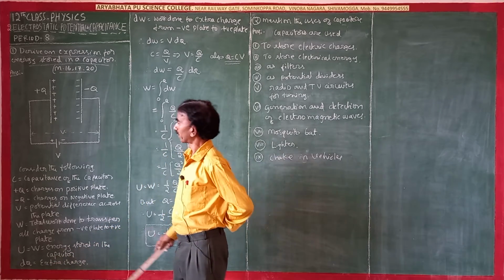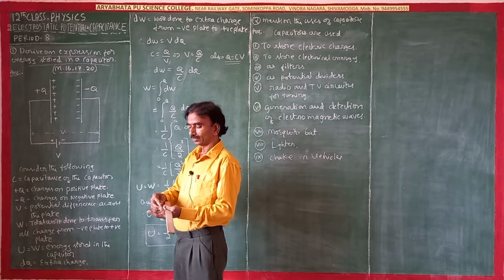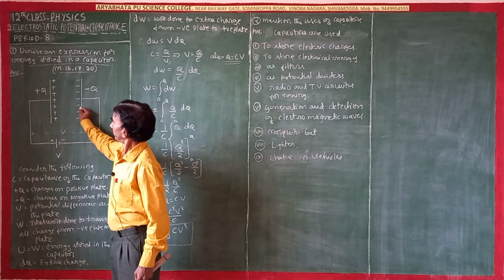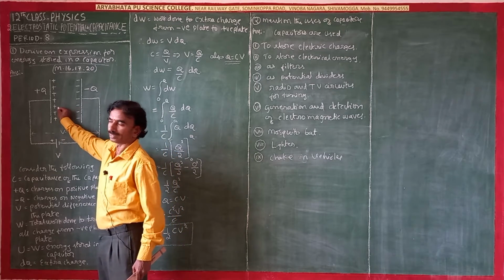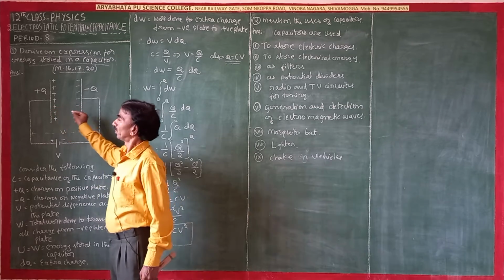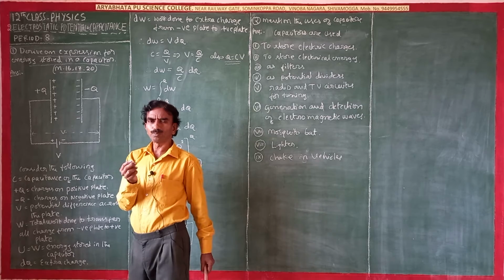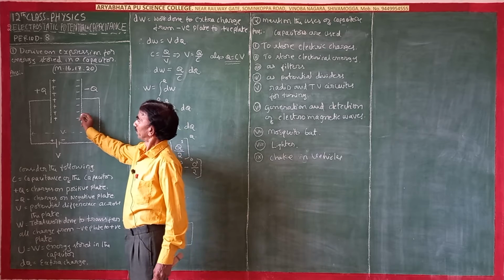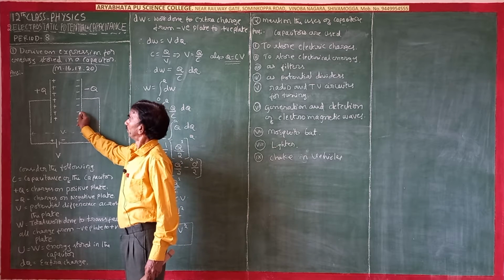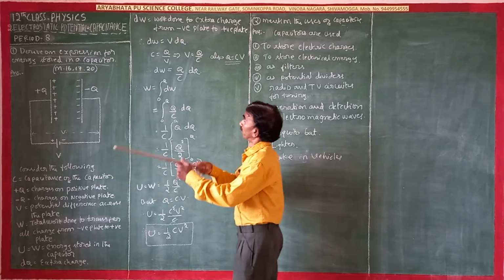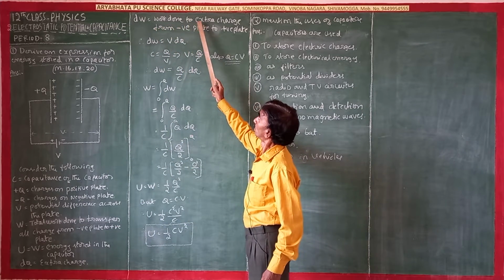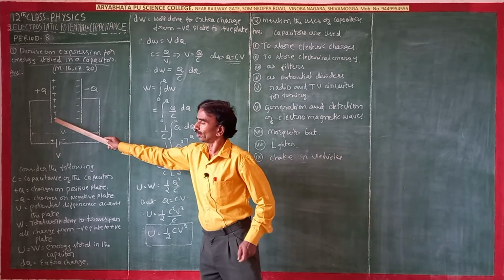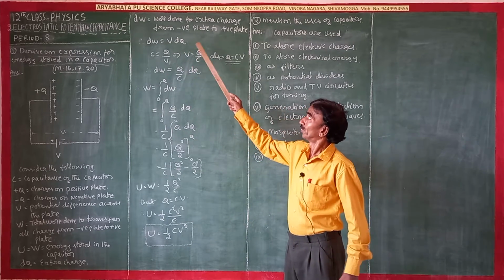And dq is equal to extra charge. Suppose this is an extra charge. This extra charge is dq, and we have to bring these charges to this plate, from the negative plate to the positive plate. Then dW means very small work done. For small charges, a small work is done to transfer these charges dq from the negative plate to the positive plate. So dW is equal to the work done to move the extra charge from the negative plate to the positive plate.